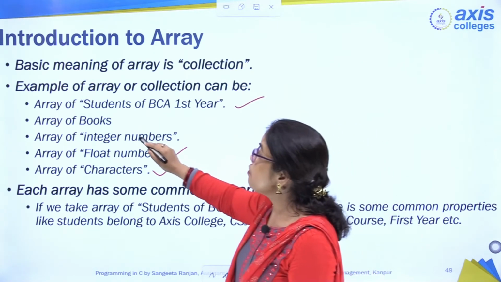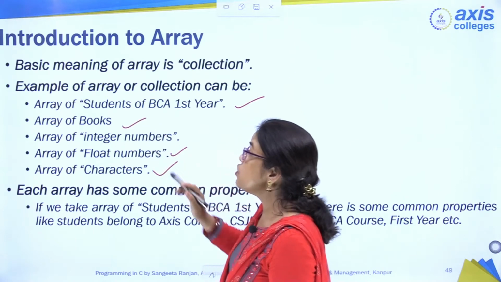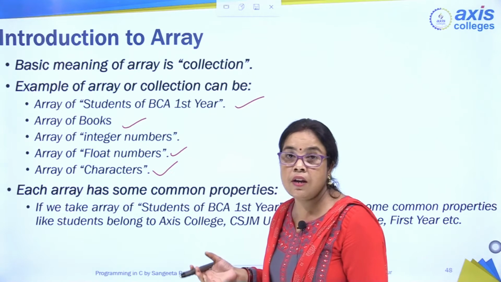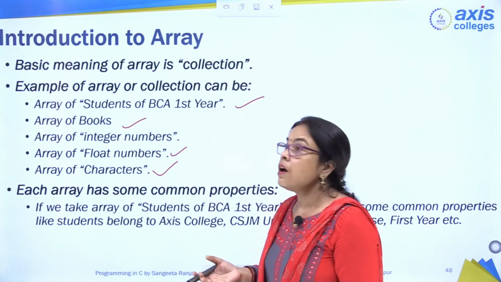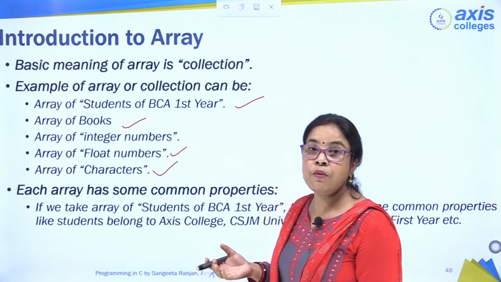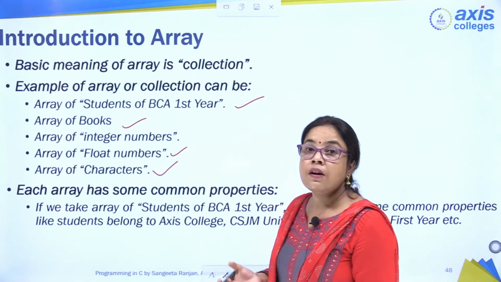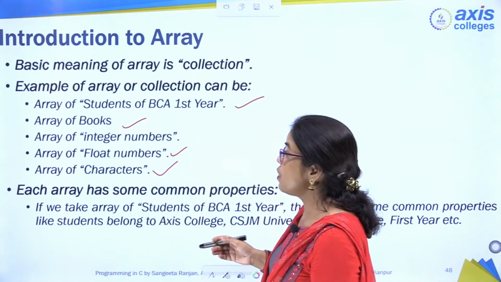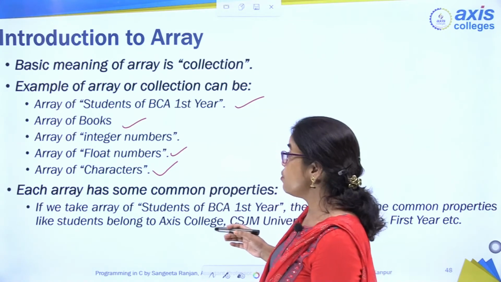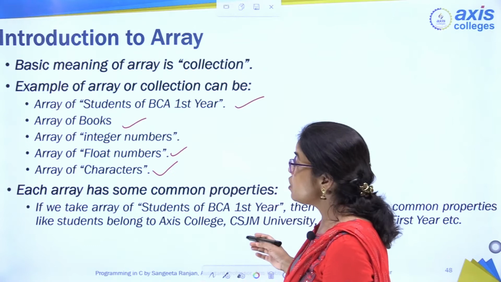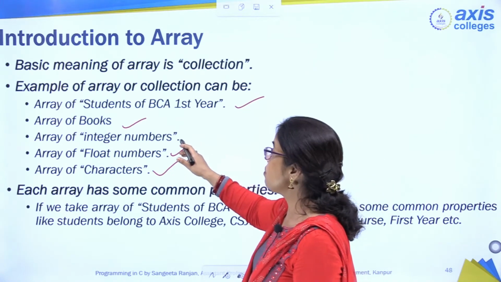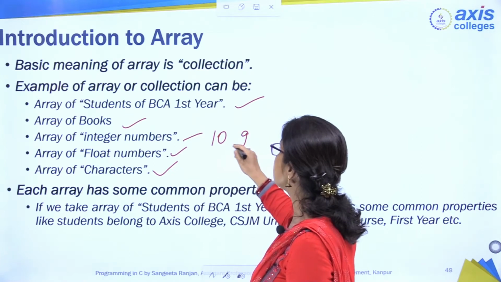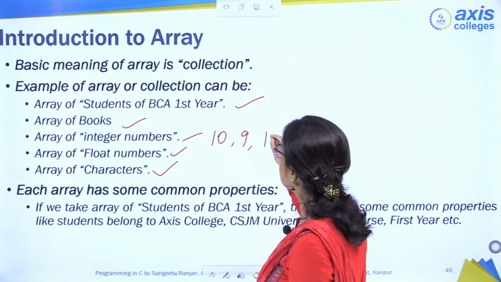In the same way, when we talk about books, each and every book contains its name, author's name, publisher name, publication, number of pages, and index. These are the common properties for every book. That's why it is called an array of books. Array of integer numbers: every integer number is made of digits, like 10, 9. These all are digits.